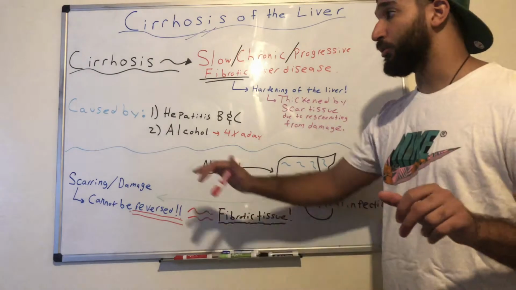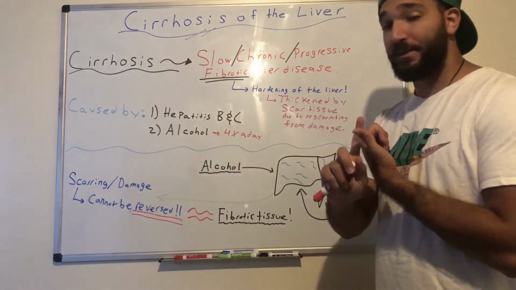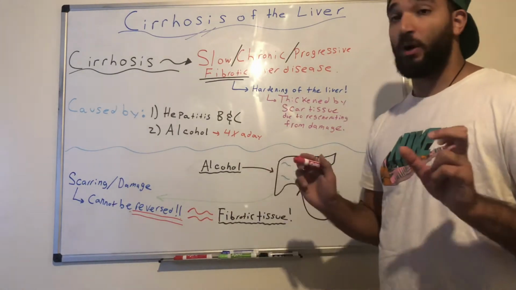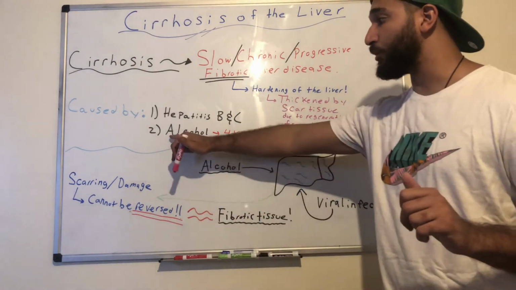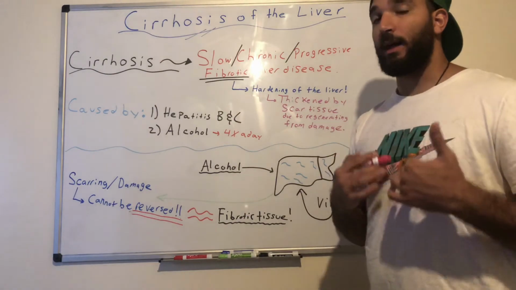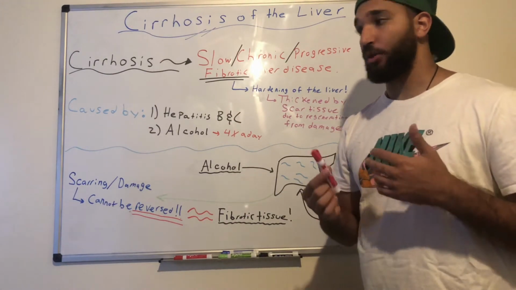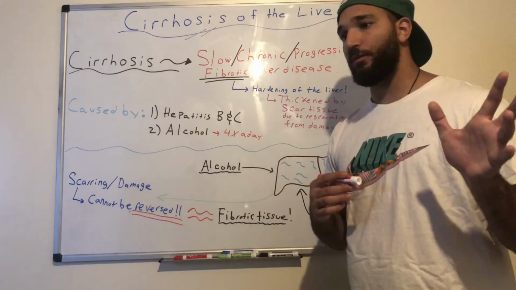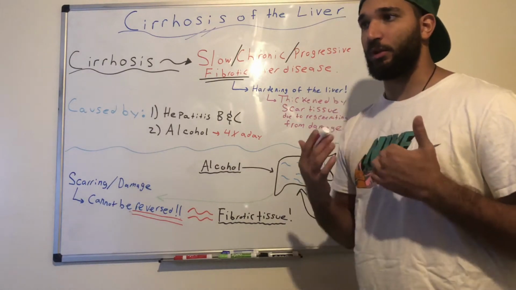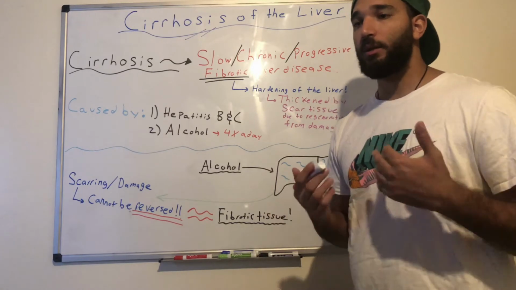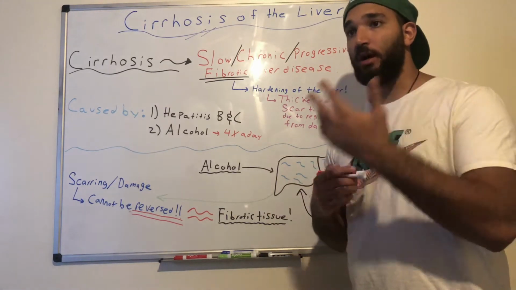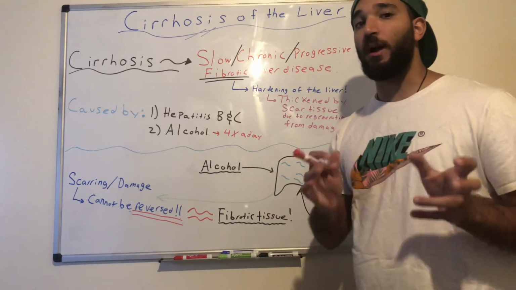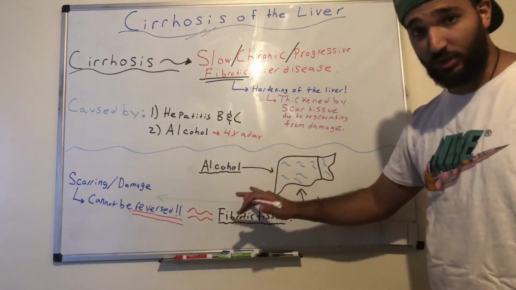So that brings me to what is cirrhosis caused by? Hepatitis B, and it's also caused by hepatitis C. Another reason why cirrhosis could occur is due to alcohol. A lot of alcoholics that drink 4 times plus a day for a long period of time will result in cirrhosis of the liver due to damaging of that liver and scar tissue forming, leading to fibrotic disease.